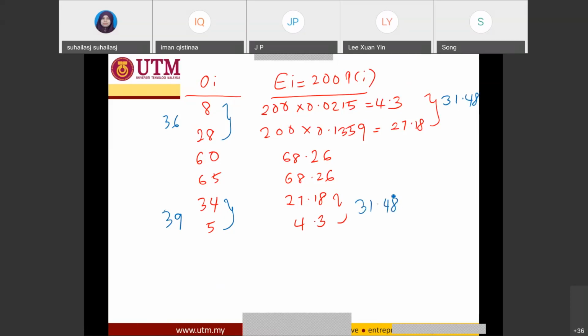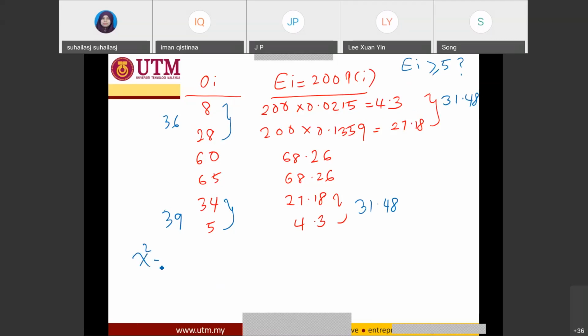Now I need you to compute the chi-square test. We have combined, because the first frequency is less than 5. You check your EI, whether it is greater than or less than 5. If less than 5, combine your observed frequency, combine your expected frequency, and then you compute your chi-square.